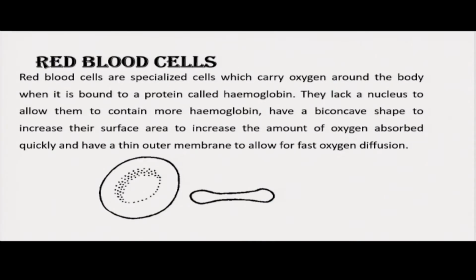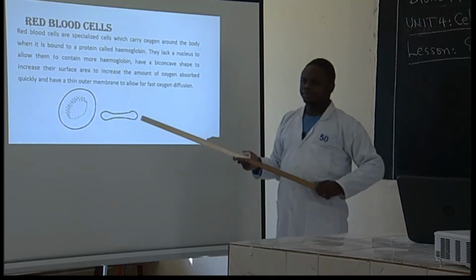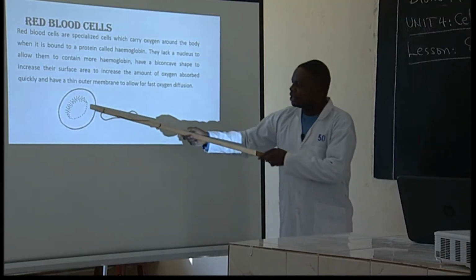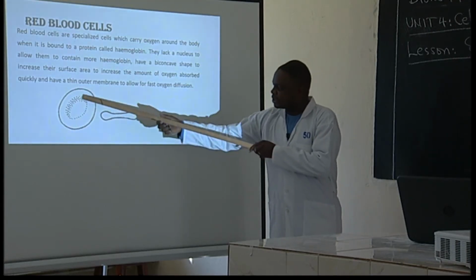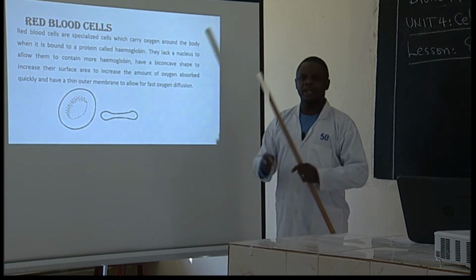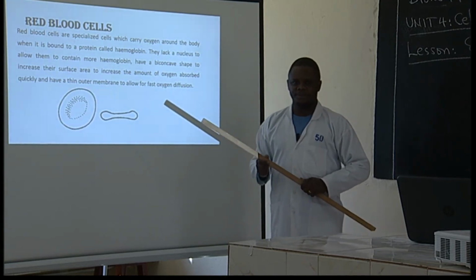How are red blood cells adapted to perform their functions? When you see this one, a red blood cell, it doesn't have a nucleus. And that is very important because it provides a large surface area, or enough space, for the pigment called hemoglobin. Red blood cells don't have a nucleus to provide enough space for hemoglobin.